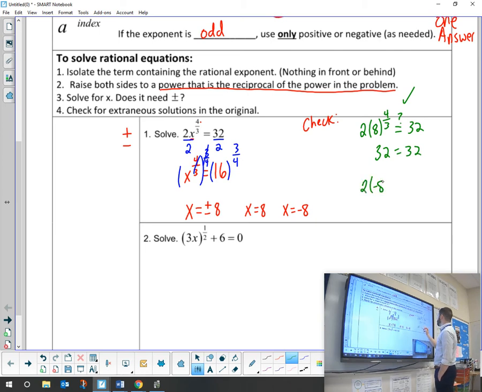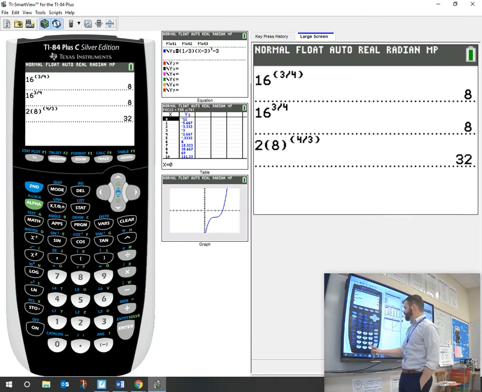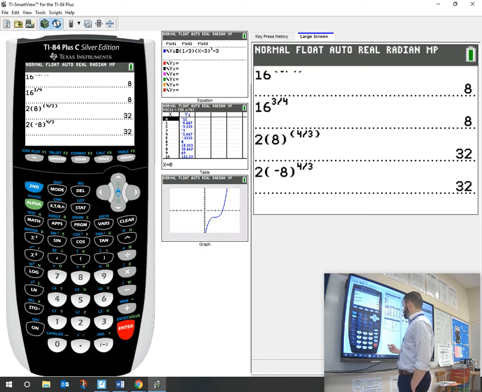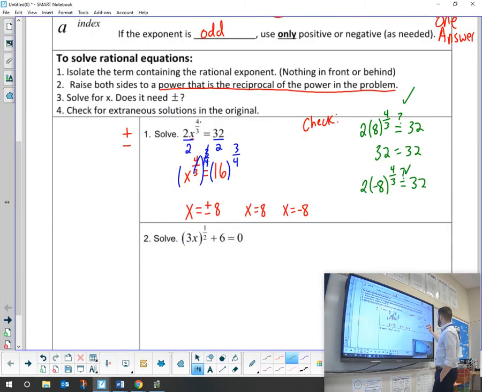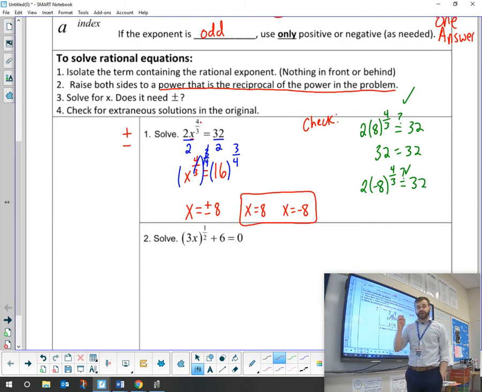What about my other one? 2 times negative 8 to the 4/3. We're going to ask that same question. So I pull up my calculator again. 2 times negative 8 to the 4/3 equals 32 too. So both of these work, so I can say confidently that both of them are correct answers. Okay? So make sure you check and see what your top exponent is, and if it's an even, don't forget to use plus or minus.